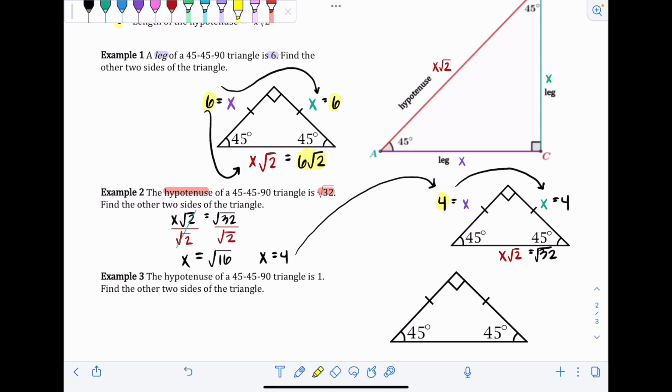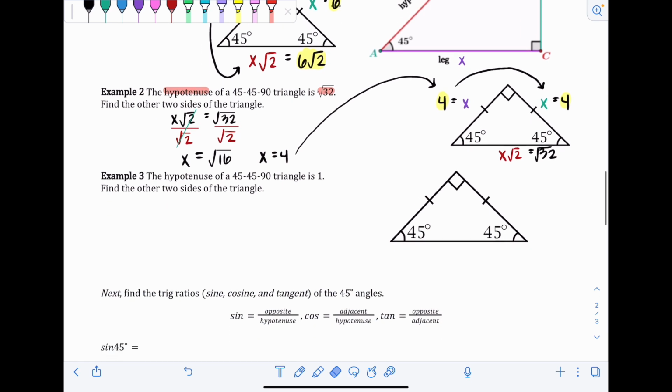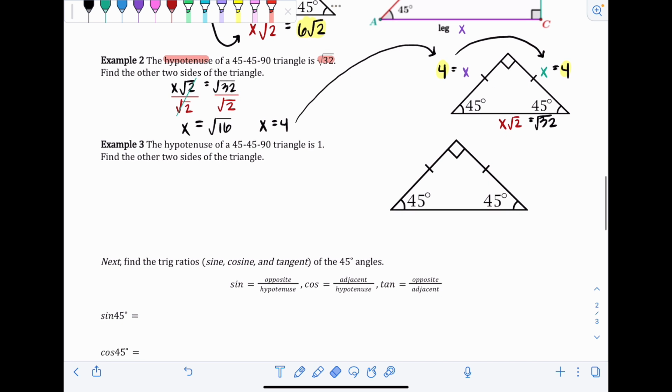So the hypotenuse is the square root of 32. Both legs are 4. One of the other methods to find x is in the workbook too. So if you want to check out the 12.2 workbook, you'll see another example of it. Okay, so example 3. The hypotenuse of a 45, 45, 90 triangle is 1. Find the other two sides.